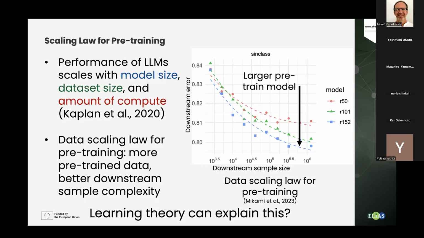So that's kind of the scaling: by increasing the pre-trained model size, downstream sample complexity gets better. So what we would like to do is, can we construct a learning theory to explain this behavior?